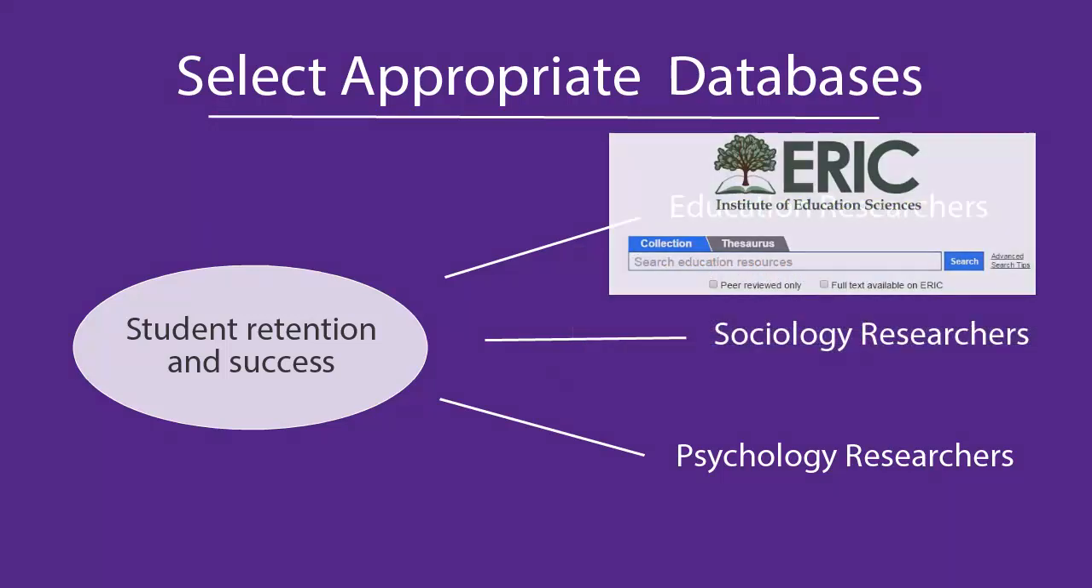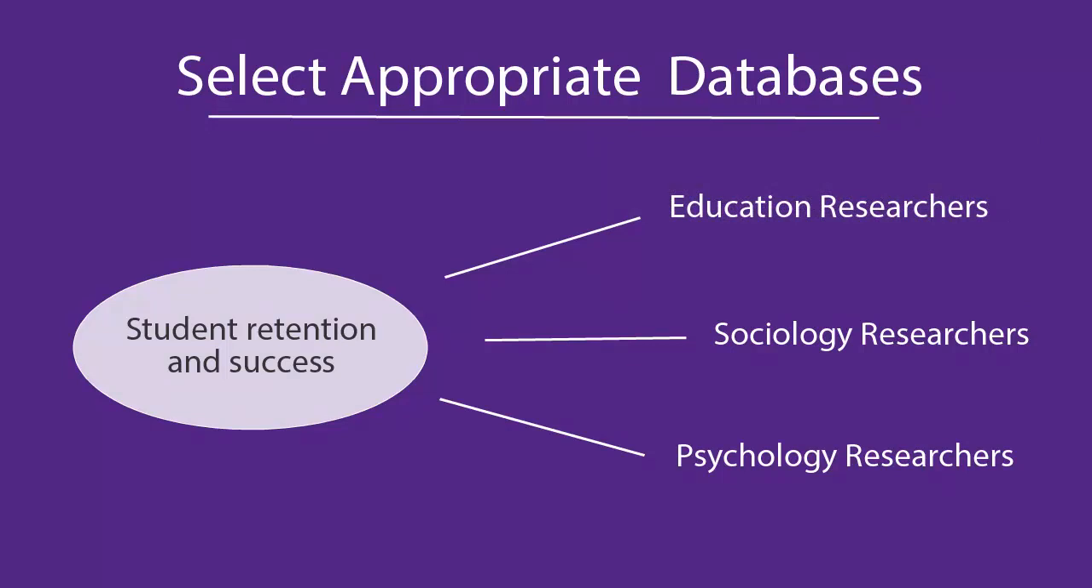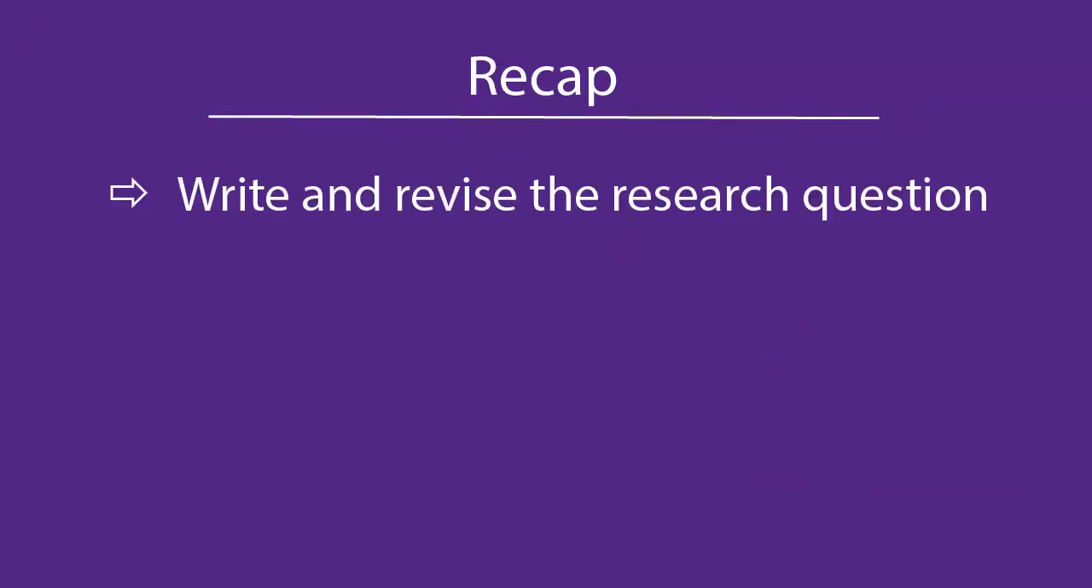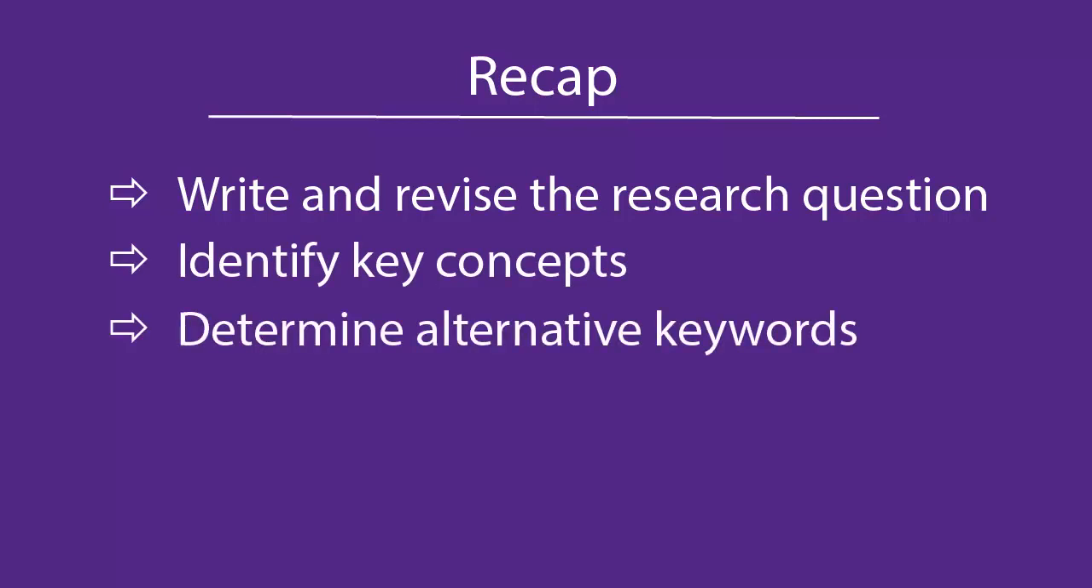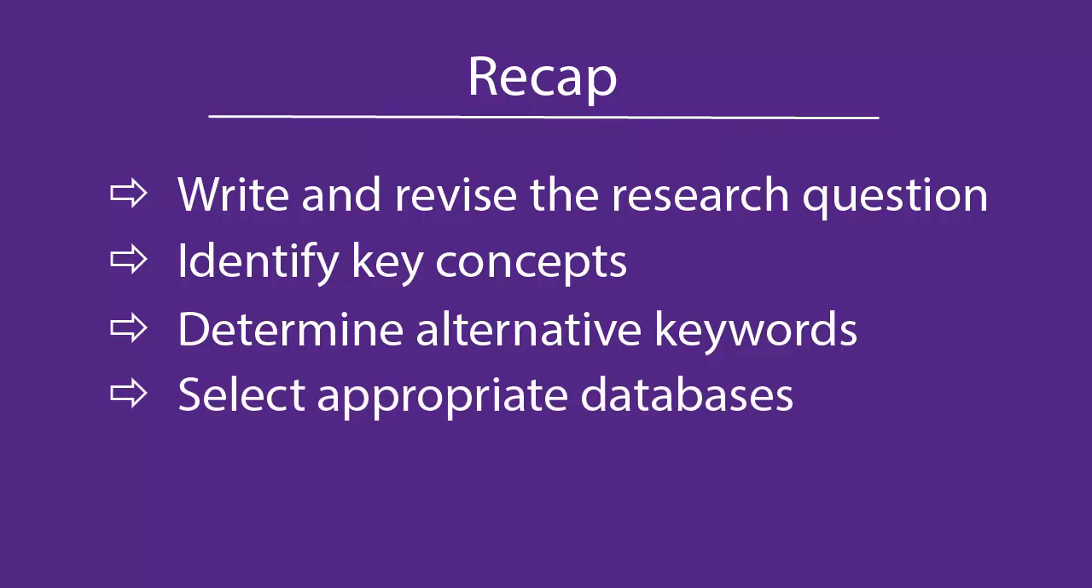After you have begun thinking about your search strategy, you can start to search for articles. Taking time to plan your search strategy by writing and revising your research questions, determining key concepts and alternative keywords, and considering appropriate databases are all steps that will save you time and improve your searching in the long run.